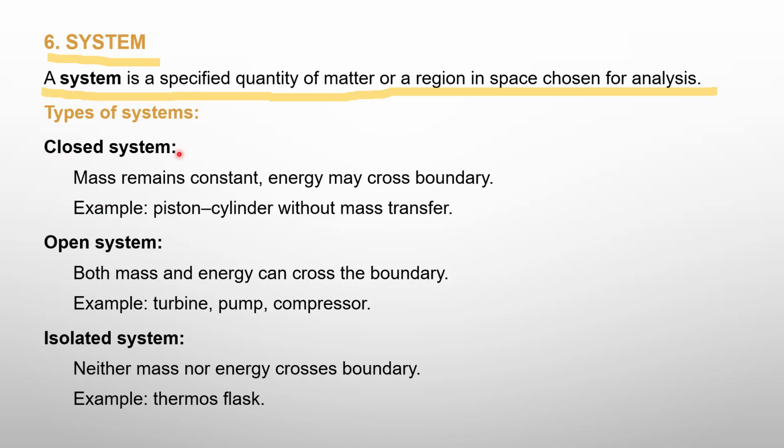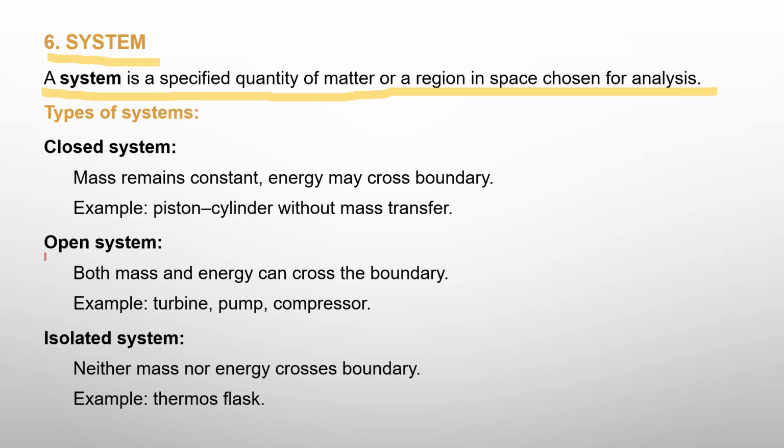One is a closed system. In the closed system, energy interaction is possible, mass interaction is not possible. Means energy can cross the system boundary, mass cannot. The example is a piston cylinder arrangement without mass transfer, or a pencil cell, or a car battery, where energy transfer is possible, mass transfer is not possible.